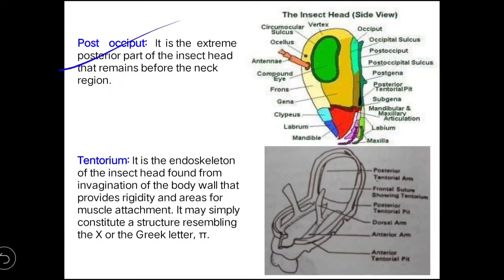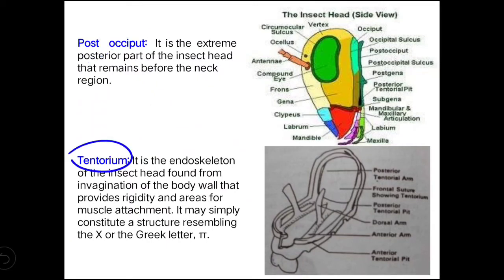Next we will see post-occiput. It is the extreme posterior part. Suppose this is the head and this is the neck. Just at the starting point of the neck you will find the post-occiput is there. Just before the neck region you will find post-occiput is there. Now we will see tentorium.